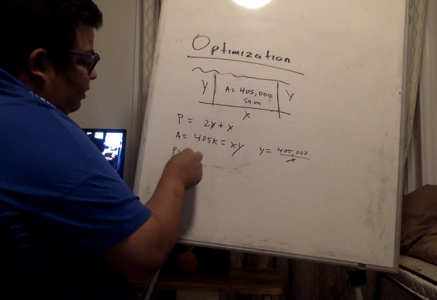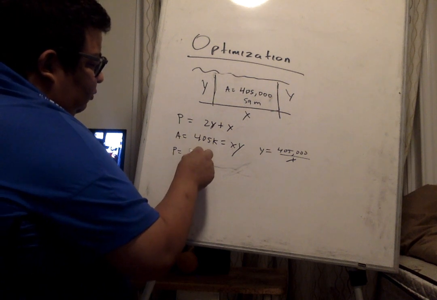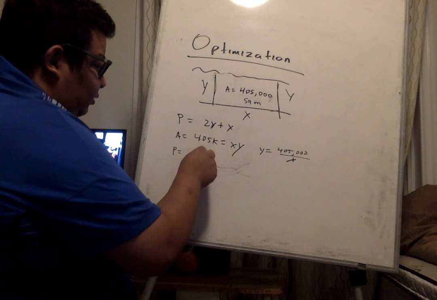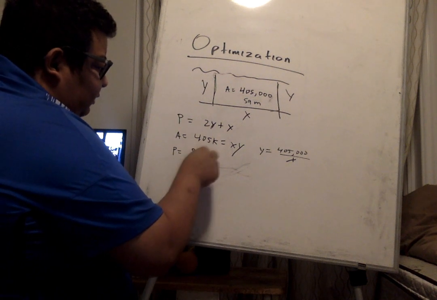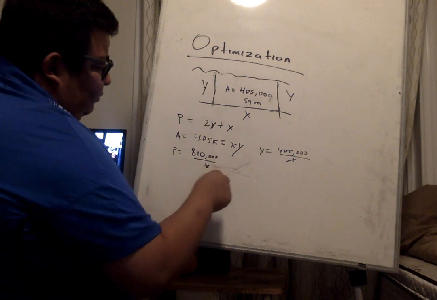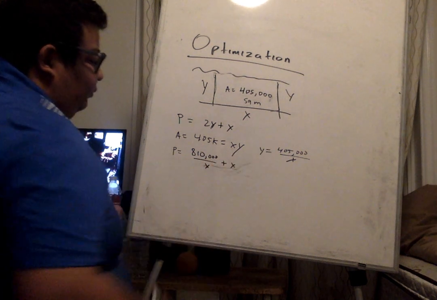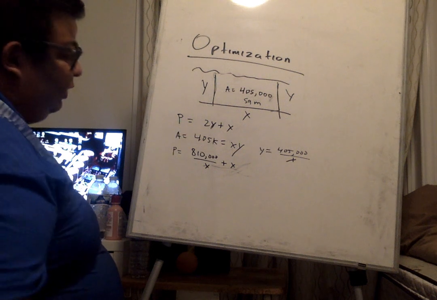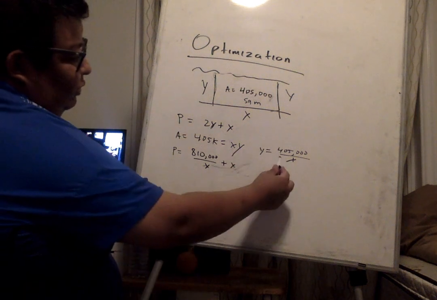Now we plug it in here. So P is equal to 2 times 405,000, that would be 810,000 over x, plus x. So that's our main equation. So once we find x, we can find y, because we just plug it into here.